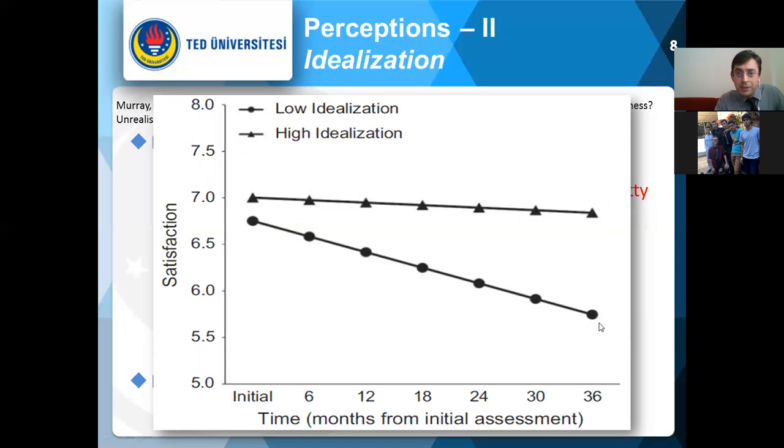So idealization might seem like we are knowing our partners in a wrong manner. We do not have an accurate sense of who our partners actually are, but it has a function. Idealization helps us to be happy with our relationships, okay?